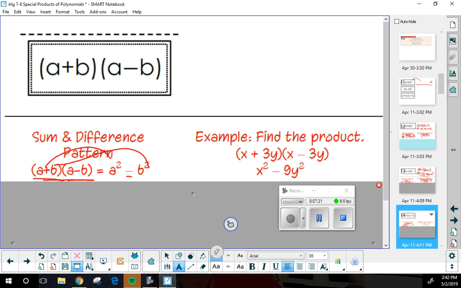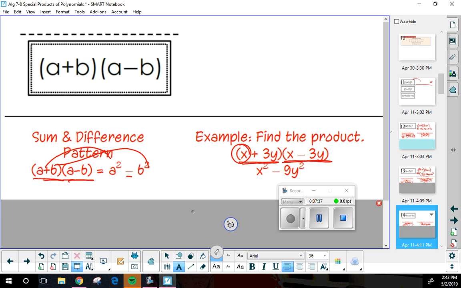So your example would be (x plus 3y)(x minus 3y). The a and the b are the same. A is x, b is 3y. All you do is square the first term, the a, which is x squared, square the b, which is 9y squared, and put a minus sign in between them.